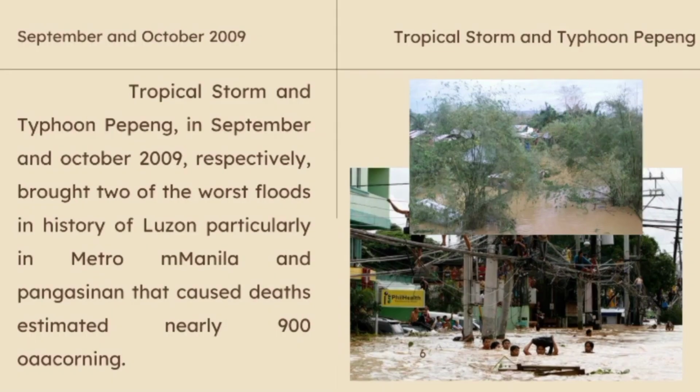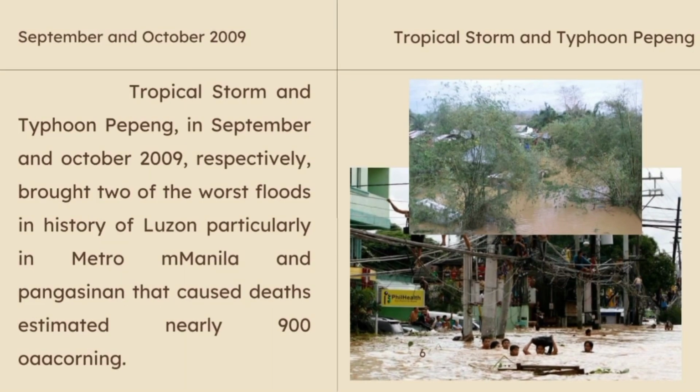Now next is the tropical storm and typhoon Pepeng. Tropical storm and typhoon Pepeng in September and October 2009 respectively brought two of the worst floods in the history of Luzon, particularly in Metro Manila and Pangasinan, that caused deaths estimated at nearly 900 according to the National Disaster Coordinating Council, and billions in property damage.